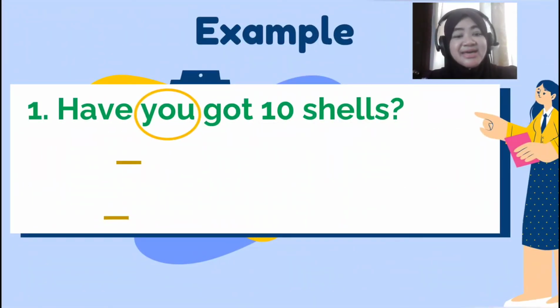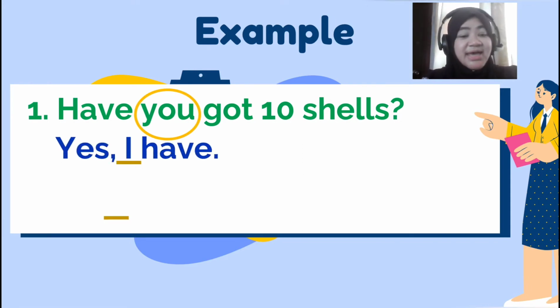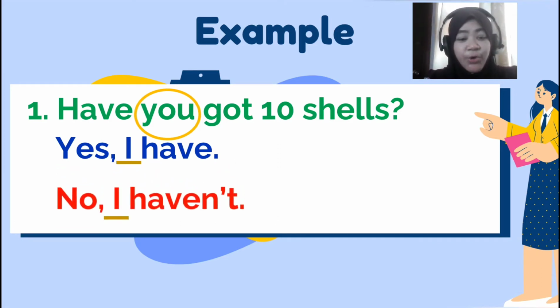Now let's look at the example. Question number 1. Have you got 10 shells? Let's look at the answer. Yes, I have. Okay, if the question is you, the answer must be I. Okay, remember that. Now let's look at the next answer. No, I haven't. Okay, when the answer is yes, you must use have. If the answer is no, you must use haven't.